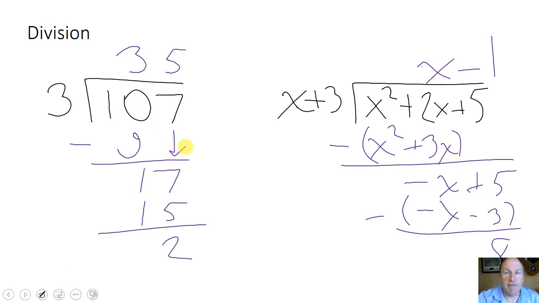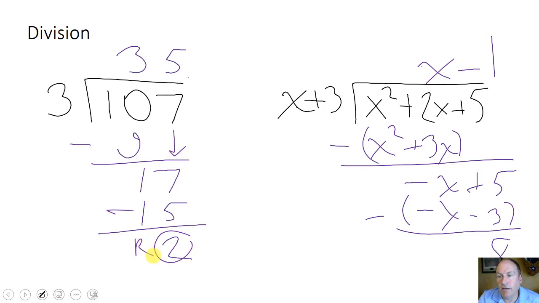So 3 goes into 17 a total of 5 times. 3 times 5 is 15, so we subtract the 15 from the 17, and we get 1 minus 1 is 0, 7 minus 5 is 2. Since 3 doesn't go into 2, that becomes our remainder.